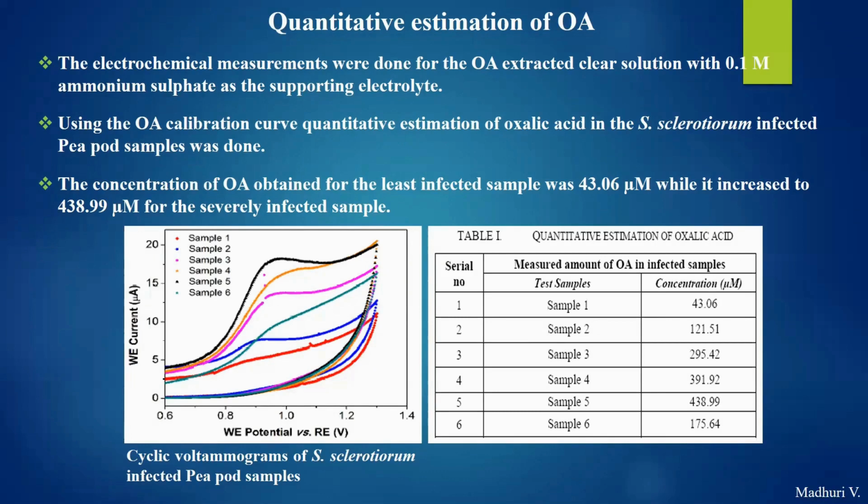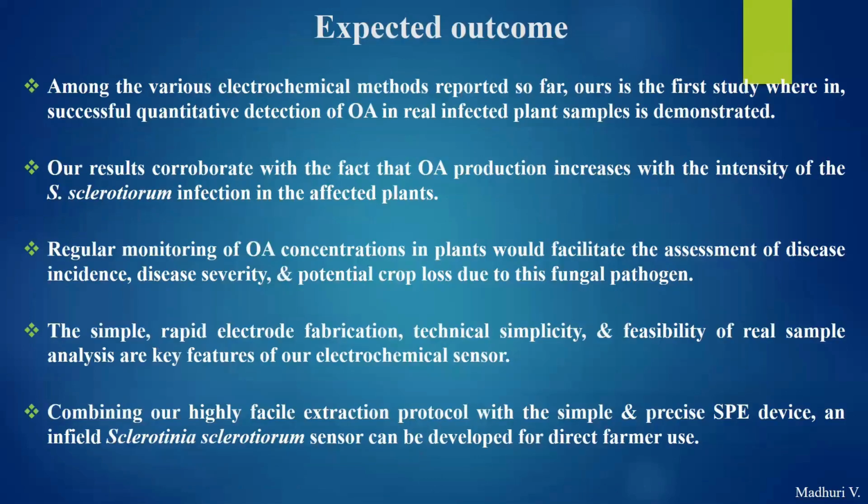Using the curve, which was plotted with the standard concentration of oxalic acid, the amount in the test samples was determined. The concentration of oxalic acid obtained for the least infected sample was about 43 micromolar, while it increased to 438 micromolar for severely infected samples. The least infected and severely infected were based upon the visual examination of the samples which were obtained.